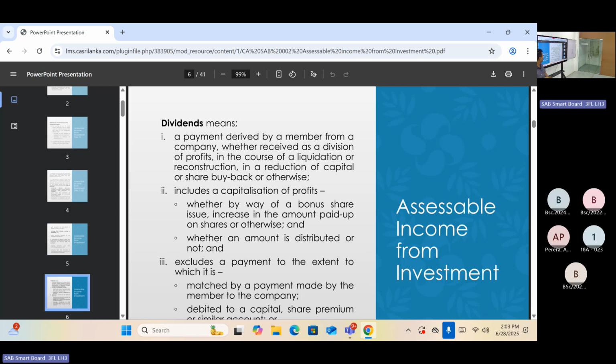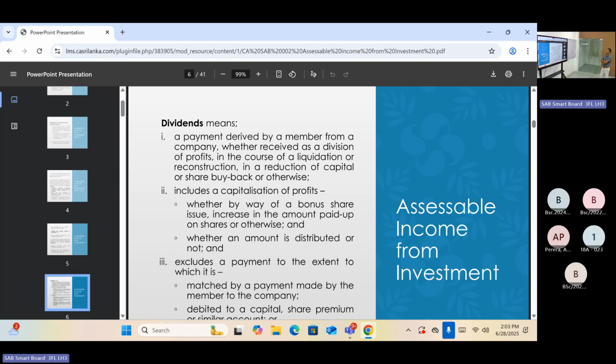As per the tax law, it says a payment derived by a member from a company. A member of a company means a shareholder. Right? A payment derived by a member from a company, whether received as a division of profit. It says division of profit. That is dividend. Right? Division of profit.